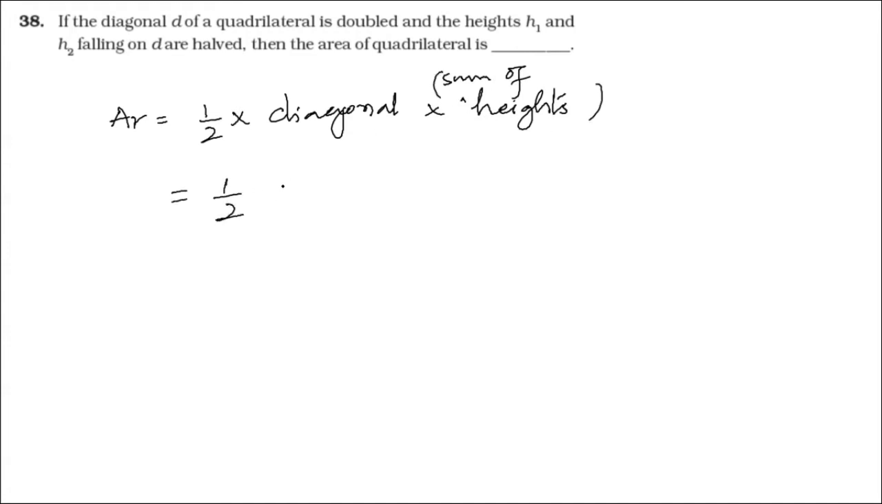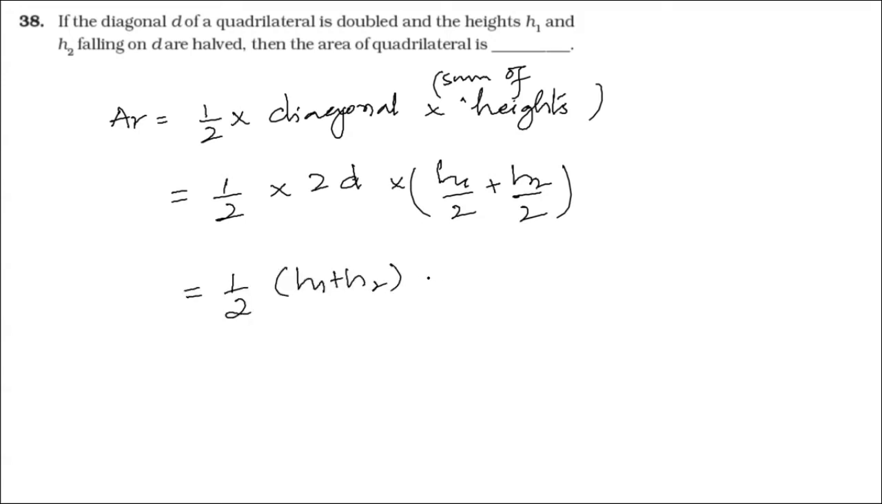Here, as per the given question, the diagonal is doubled, so it is 2 times d, and the heights are halved, h1 by 2 plus h2 by 2. We can take LCM. LCM will be 2. We will be having half times h1 plus h2 multiplied by d, because this 2 and the 2 get cancelled. So it means that the area is unchanged. Or I can write that it is half diagonal multiplied by the sum of the heights.